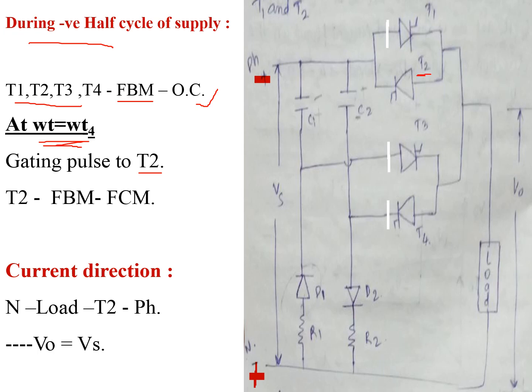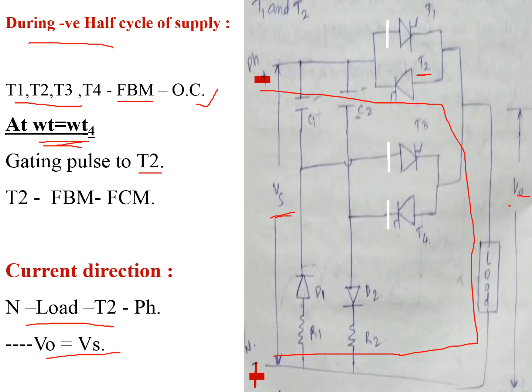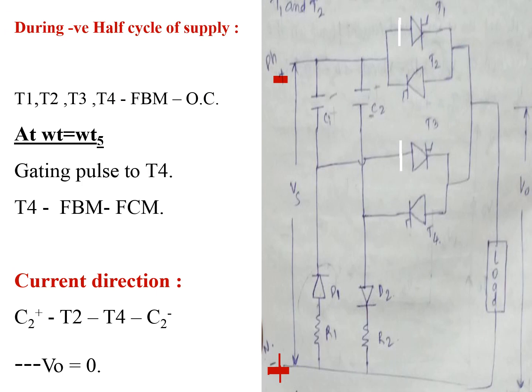Thyristor T2 starts conducting and allows the flow of current from source to load in the path neutral N, load, thyristor T2 and phase, and the total input voltage appears across the load, that is, V0 is equal to Vs. During the negative half cycle itself, at omega t equal to omega t5, we give the gating pulse to thyristor T4. T4 comes from forward blocking mode to forward conducting mode, which acts as a short circuit.